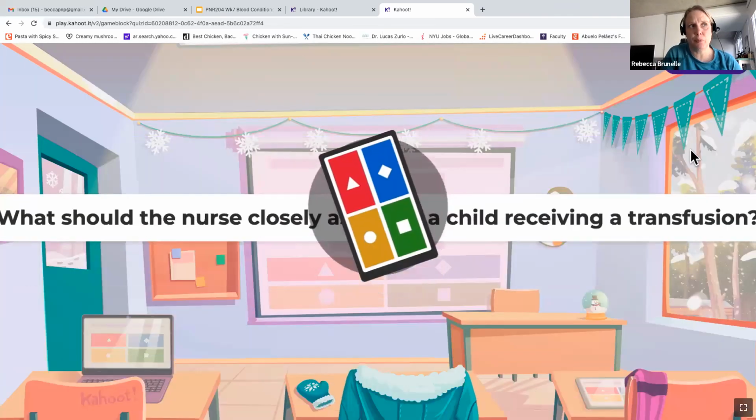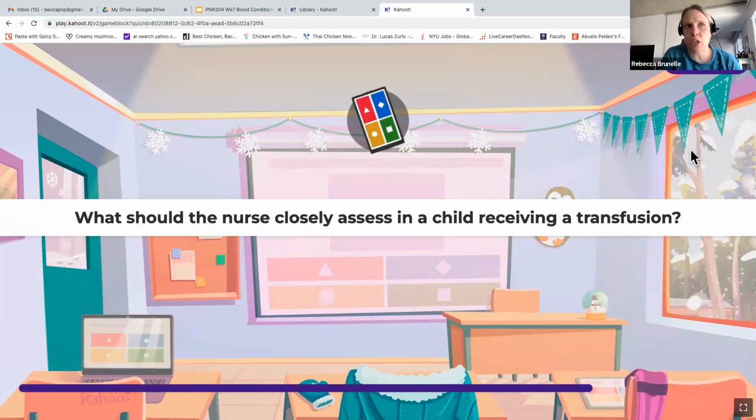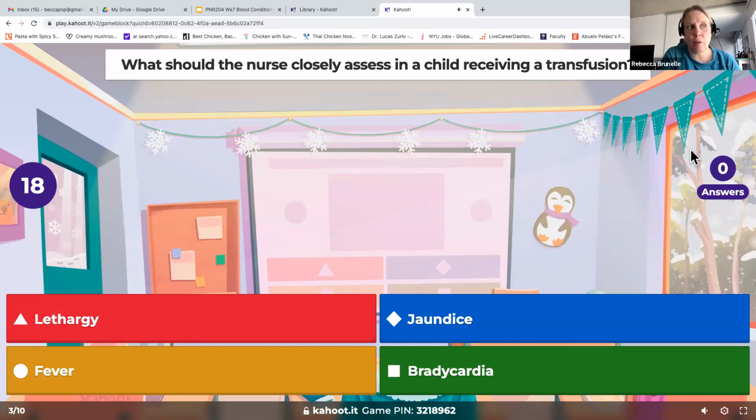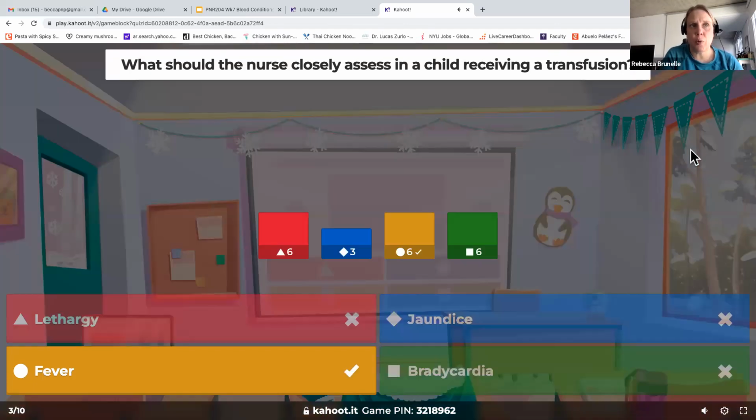So good job. What should the nurse closely assess in a child recovering from a transfusion? Lethargy, fever, jaundice, or bradycardia? So, right. So when you're giving a blood transfusion, you're worried about a transfusion reaction, which is almost always going to be a fever. You would expect tachycardia, maybe itching and hives, lower back pain. So the best answer based on these is going to be the fever.